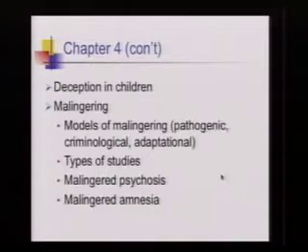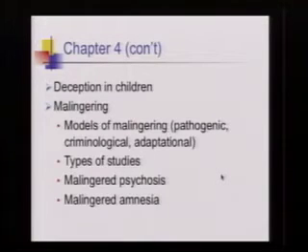Okay, deception in children. Remember I talked about little liars and the different studies, the undesirable gift study, and the reverse rouge test. White lies, pro-social lies. And then we talked about malingering mental disorder. The textbook describes 3 models of malingering. Pathogenic: someone's mentally disordered, and that's why they malinger. Criminalogenic: they're antisocial criminals, and they're just trying to get away with it.